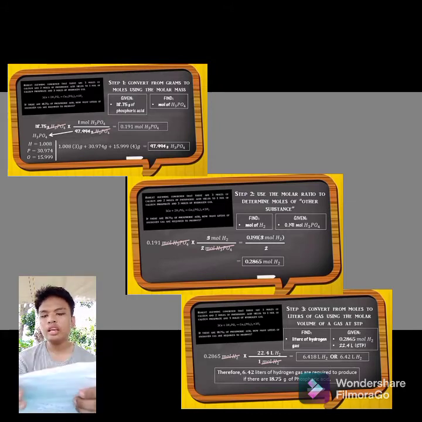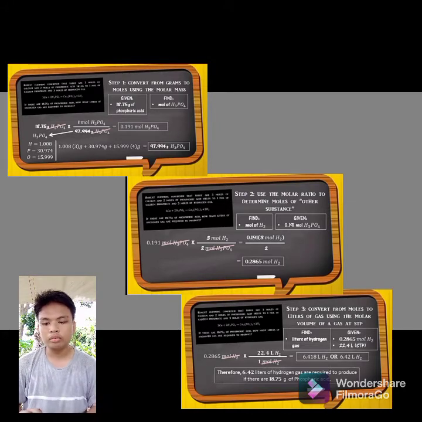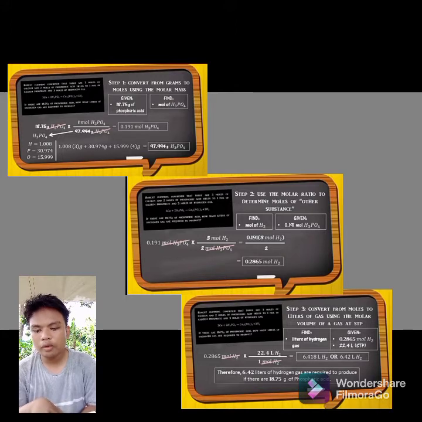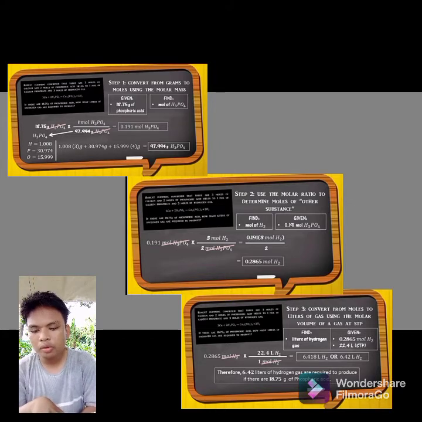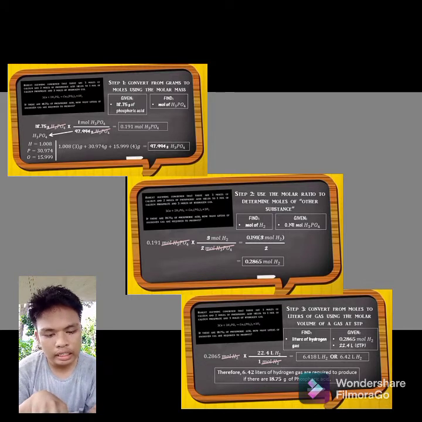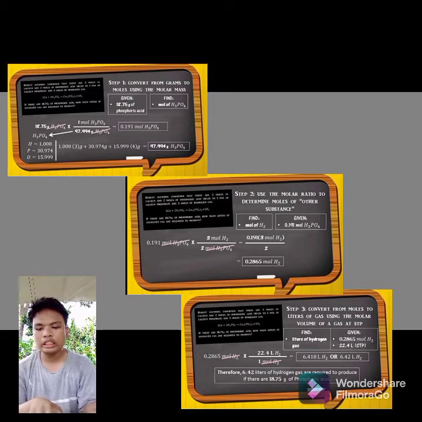For the second step, use the molar ratio to determine moles of the other substance. So we put the given 0.191 moles of H3PO4 times 3 moles of H2 divided by 2 moles of H3PO4. So we need to cancel. So equals 0.191 times 3 moles of H2 over 2.